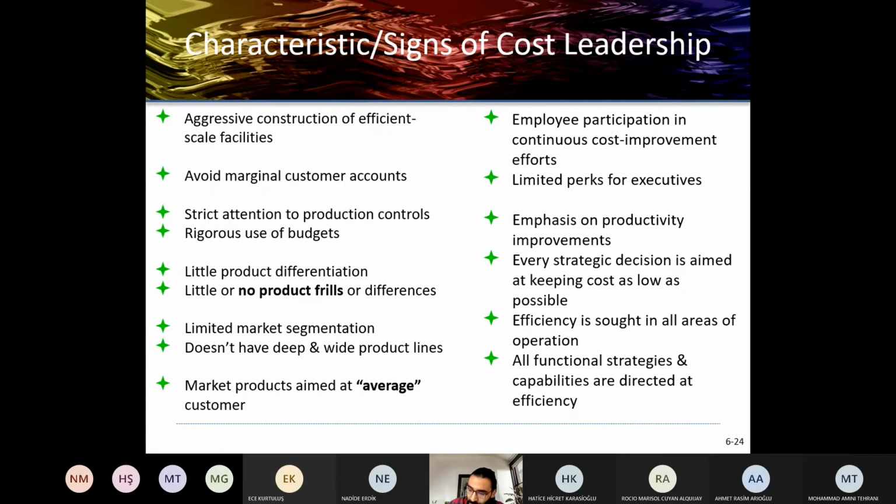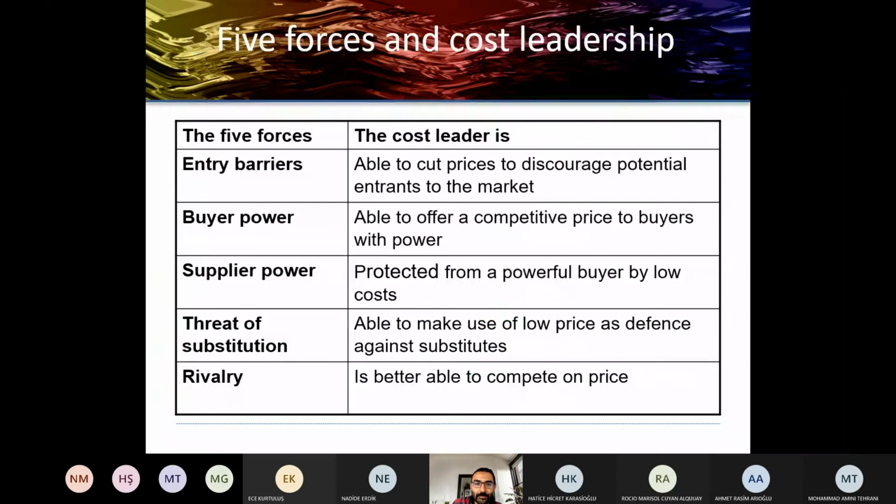So, the strategic focus here is keeping cost as low as possible, okay? Efficiency, and all function strategies and capabilities are directed at efficiency. Efficiency, productivity, the lower costs. This is the idea of cost leadership.